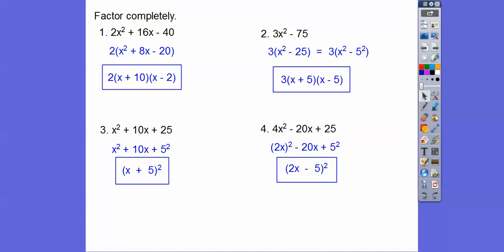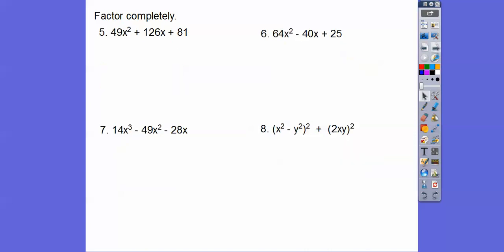So x times 5 is 5x. It has to be double, so that's a 10x right there. We're good. 2x times 5 is 10x, has to double. That's got to be 20x, so we're good. Those ones are factored, okay? All right, let's try this, okay?